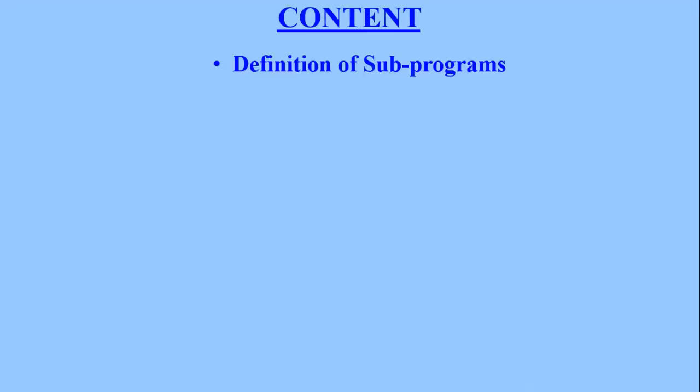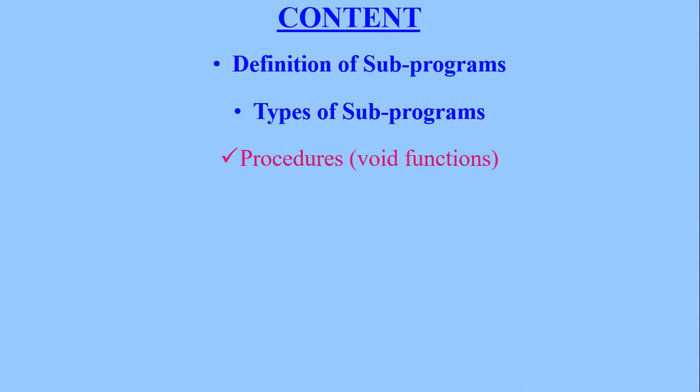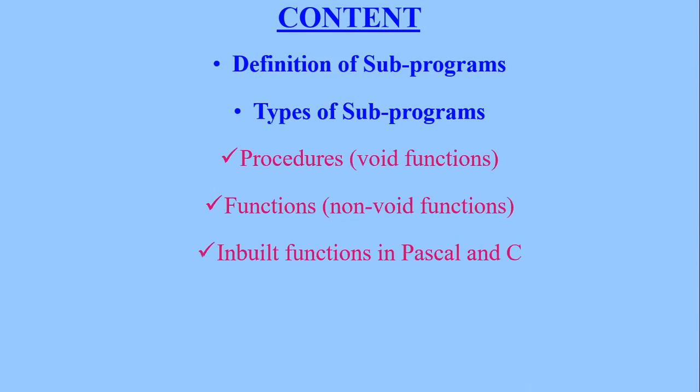In this tutorial, I'm going to look at the definition of subprograms, and then I'll look at the types of subprograms. Under this, I'm going to look at the procedures, or what we call void functions in C. I'm also going to look at the functions, or what we call non-void functions in C. And lastly, I'm going to look at the inbuilt functions in C and Pascal. Let's commence by looking at the definition of subprograms.